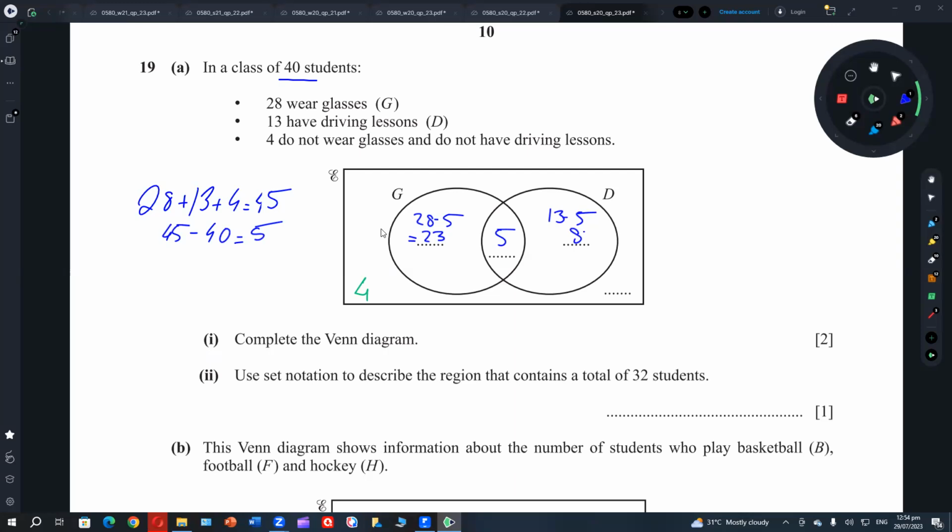Why have I subtracted? Because those 5 are taken both times. Now use set notation to describe the region that contains a total of 32 students. Where are those 32 students?